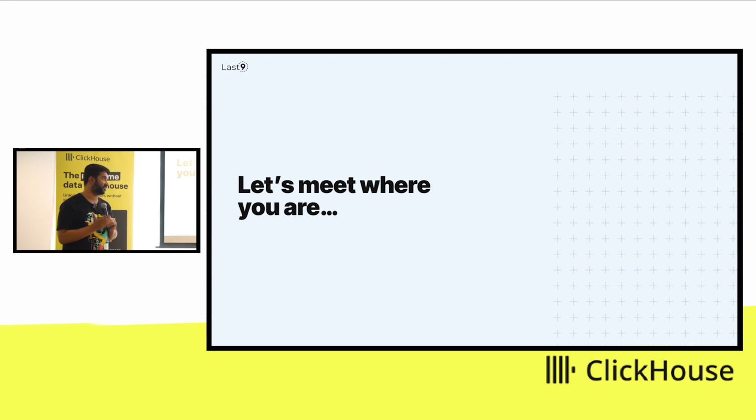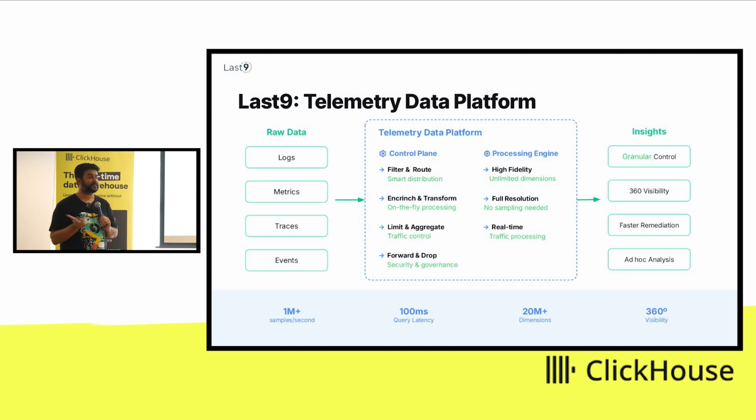So Last9 telemetry data platform, we support this control plane where you can filter, route, limit, aggregate, and so on. You can send any raw data, logs, metrics, traces. Of course, you can do some of these things on your side as well, but we also offer a control plane where you can have some of these things that I've spoken earlier, which allow you to get insights, high fidelity data, granular control, more visibility in terms of logs, metrics, traces, faster remediation eventually, and understanding where things are going wrong. So that's a brief overview of what we do.